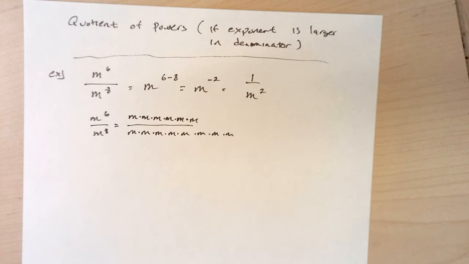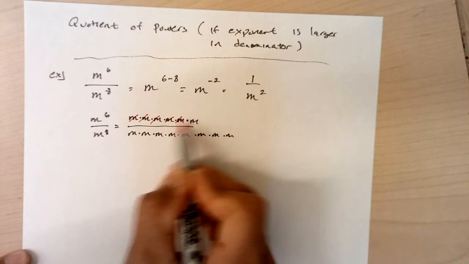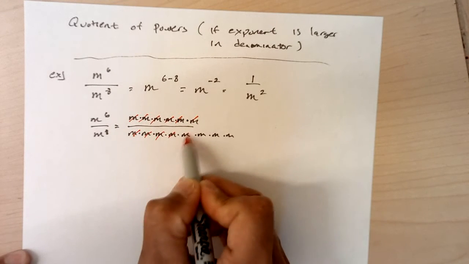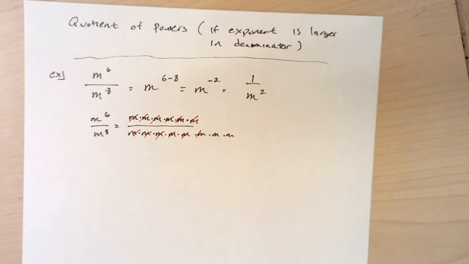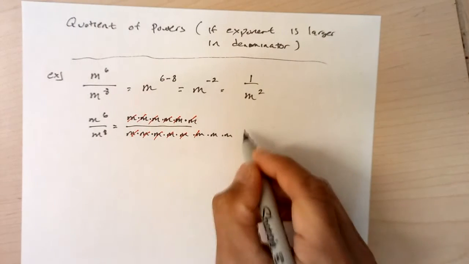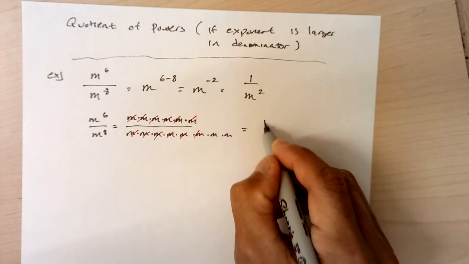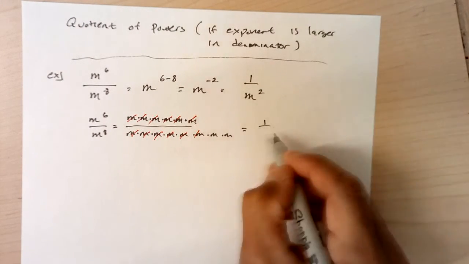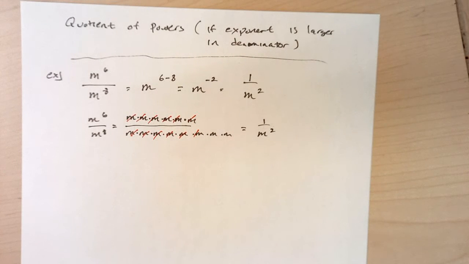So then what happens, similar to the last example that we went over, 6 m's in the numerator cross with 6 m's in the denominator. What's left in the numerator, it's not nothing. It would be 1, because m over m is 1. And then the denominator, m times m, is m squared.